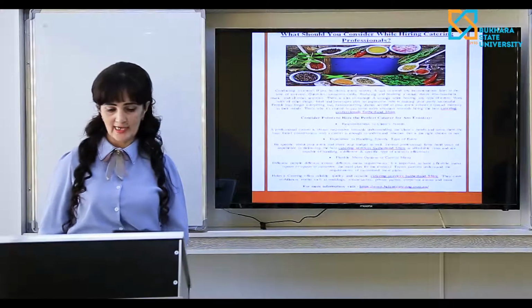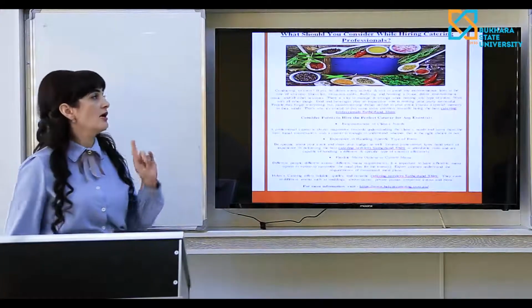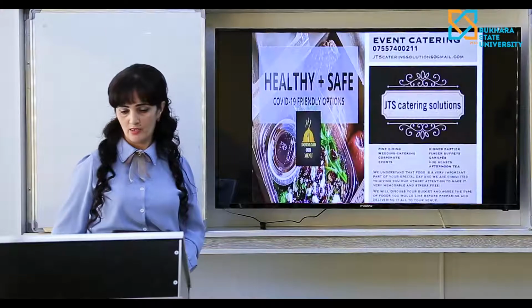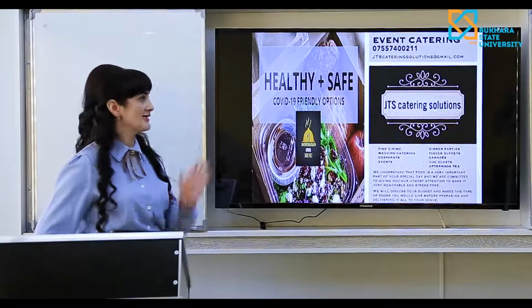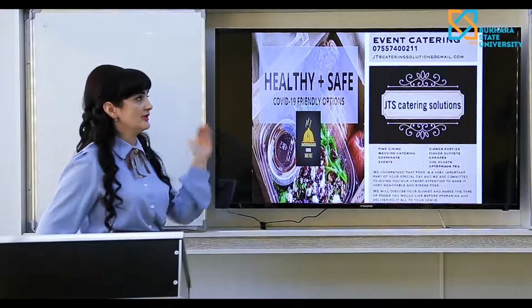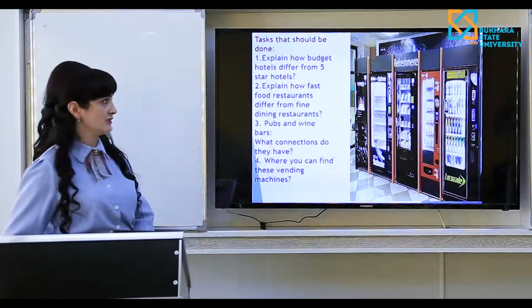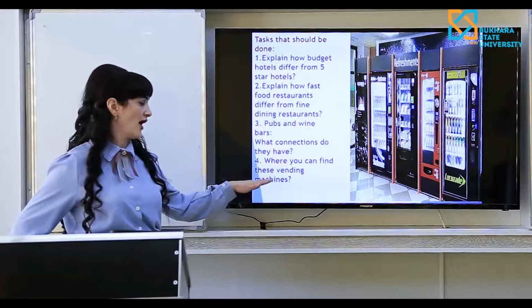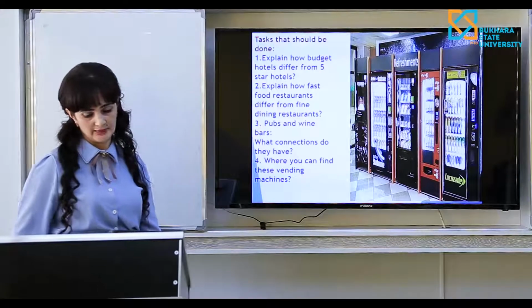So as a task, I have prepared this task for you. You should choose one type of catering for your future restaurant, and decide which type of catering you would like to choose. You should choose healthy food. Your food must be healthy and simultaneously safe. For example, if you take event catering, you should choose healthy and, at the same time, safe food for your restaurant. So next task, here are the questions. You should find answers as a task response to these questions. The last question is: where can you find a vending machine? You should write about the place where you can find these vending machines.